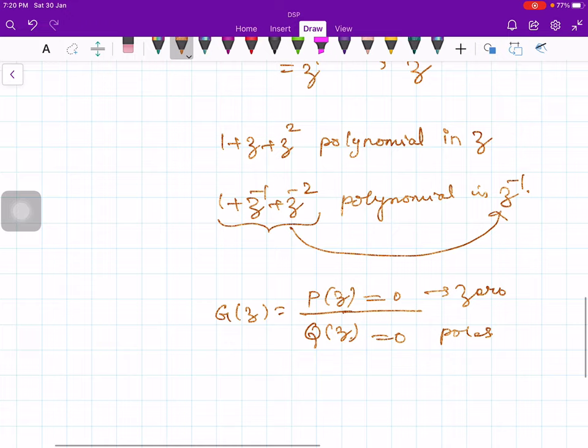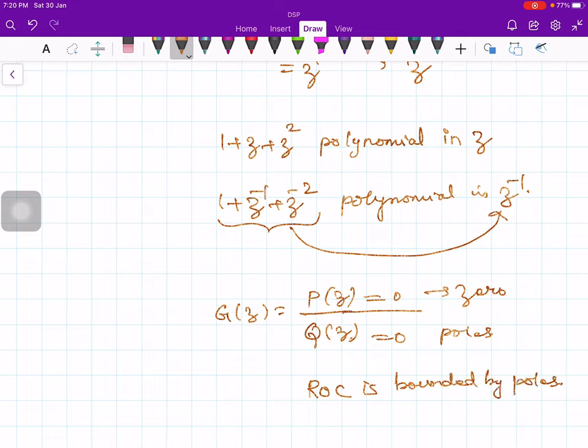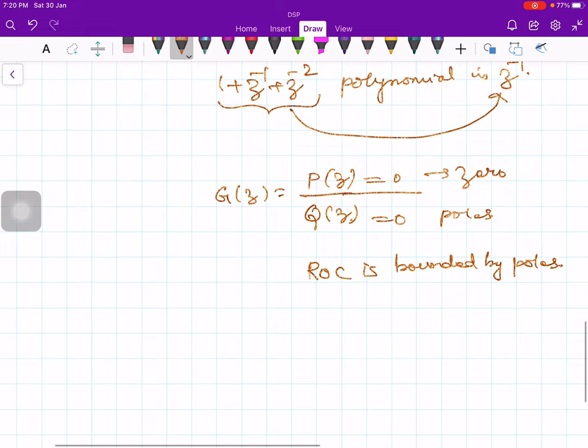And we said that the ROC is bounded by poles. ROC is bounded by a pole or poles. And we made a statement that the ROC is bounded by the pole at the largest distance from the origin. On the other hand, if it is an anti-causal sequence, then the ROC is bounded by the pole which is closest to the origin.